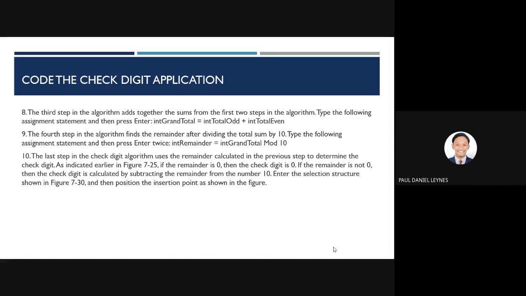The last step in the check digit algorithm uses the remainder calculated in the previous step to determine the check digit, as indicated earlier. If the remainder is 0, then the check digit is 0. If the remainder is not 0, then the check digit is calculated by subtracting the remainder from number 10. Enter the selection structure and then position the insertion point as shown.